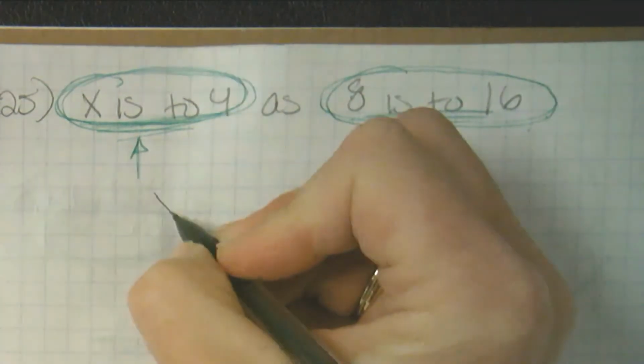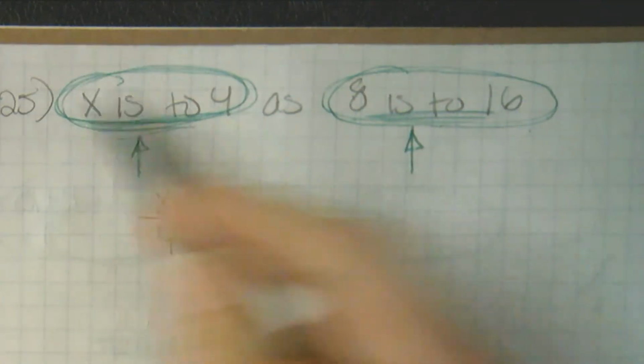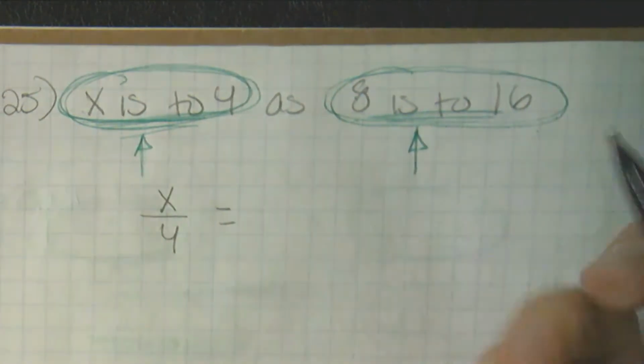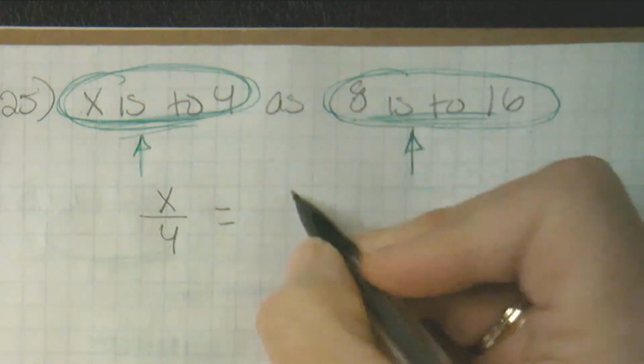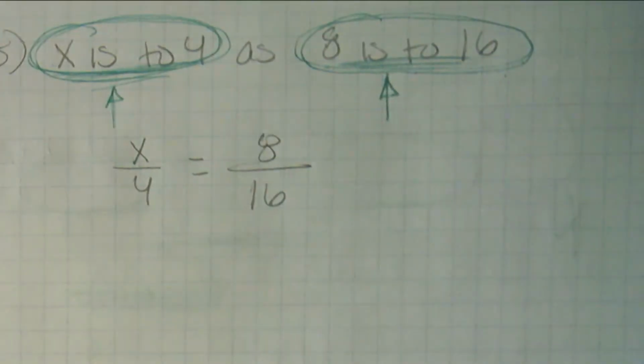So I end up with x over 4, because I'm just going to use that as my first number, I'll put it in my numerator, is equal to, well, 8 was my first number, and the second one was 16 in the denominator. And then I just solve from there.